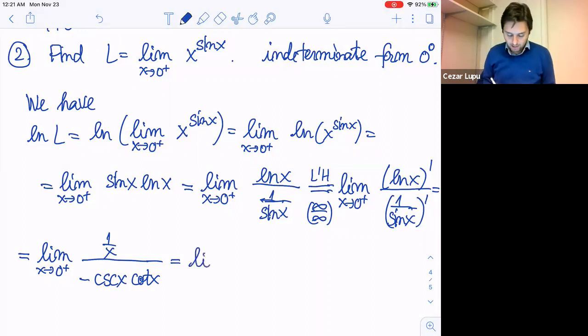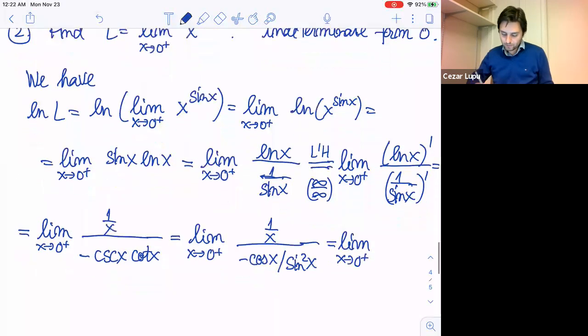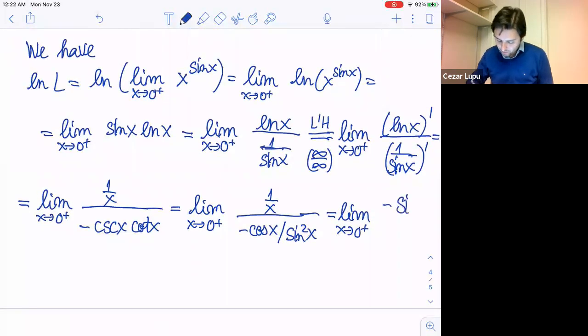And this would be the limit as x approaches 0 from the right of 1 over x. And now we can write the cotangent and cosecant, so this would be nothing else than negative cosine of x over sine squared of x. Or if you want, this is the limit as x approaches 0 from the right of negative sine squared of x, everything over x cosine of x, right?